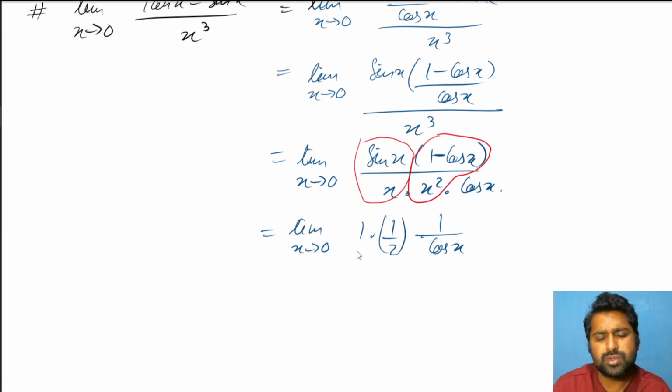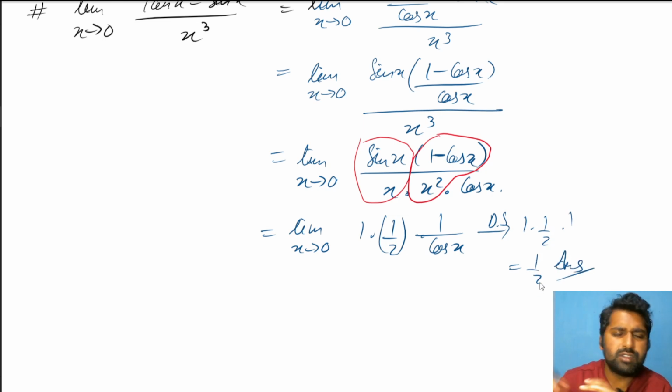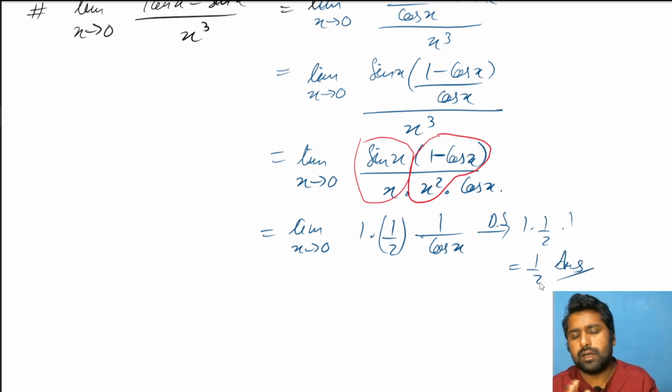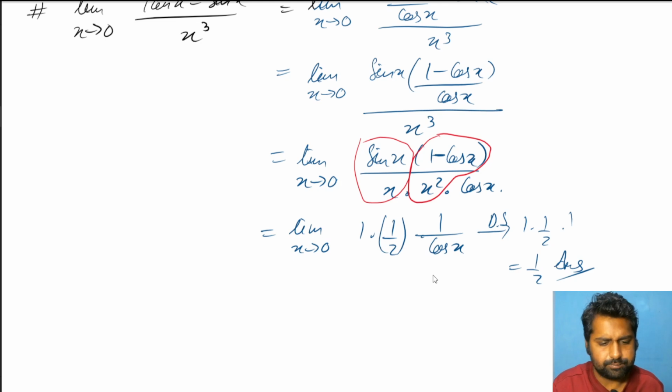Limit x tends to 0. Try direct substitution. So 1 into 1 by 2, cos 0 is 1, so that is 1 by 2. Remember, direct substitution always works as long as you are getting a defined value. It should not be undefined, then it's okay.